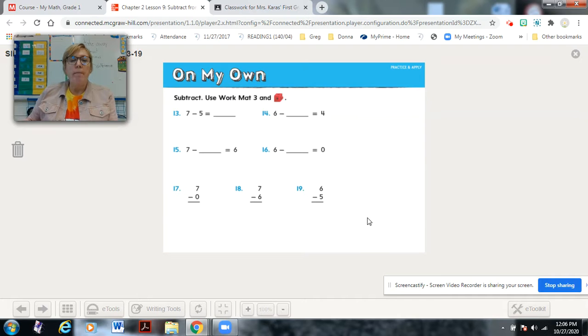Okay, now On My Own, they suggest you use your work mat number 3 and the cubes. The reason they do that, if you notice, number 13 is a regular one where it shows the difference. 14, 15, and 16 are showing the missing number, okay? So they want you to figure out what was taken away from 6 to get the difference of 4, and then they do it here as well. If you can do it just with the cubes, that's certainly okay, all right?